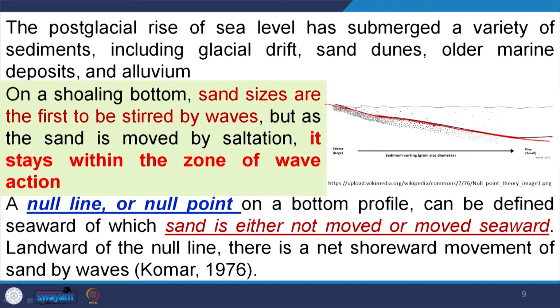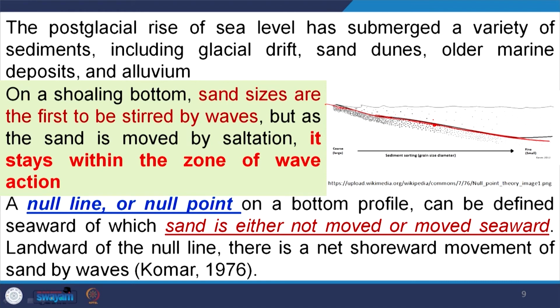So, what is that? A null line or a null point on a bottom profile can be defined as the point seaward of which sand is either not moved or moved seaward. Landward of this null line, there is a net shoreward movement of the sand by wave action. So, this is a point that defines whether sand will move or not move.